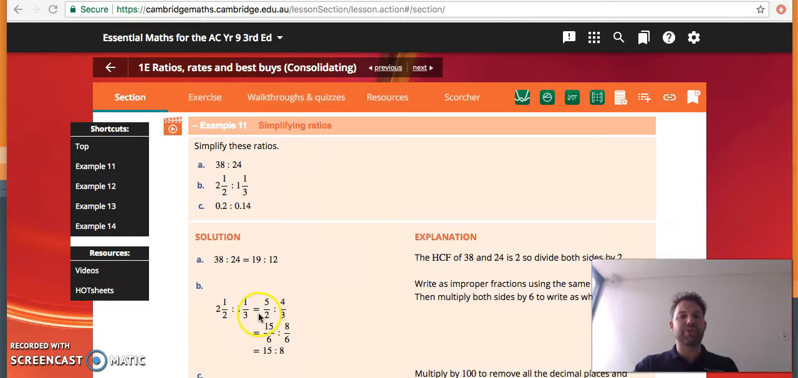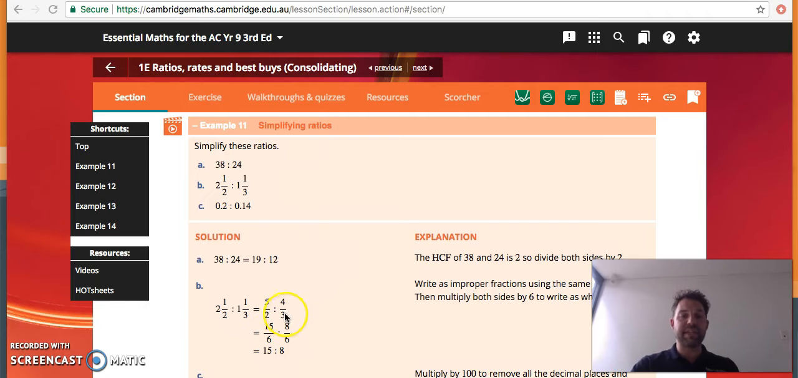What number do both 2 and 3 go into? We do our 2 times tables, we do our 3 times tables, and we find that they both go into 6. We need to times 2 by 3 to get it to 6. So if we're timesing that by 3, we want to times the numerator by 3 as well. So 5 times 3 is 15, 2 times 3 is 6. 5 over 2 is the same as saying 15 over 6.